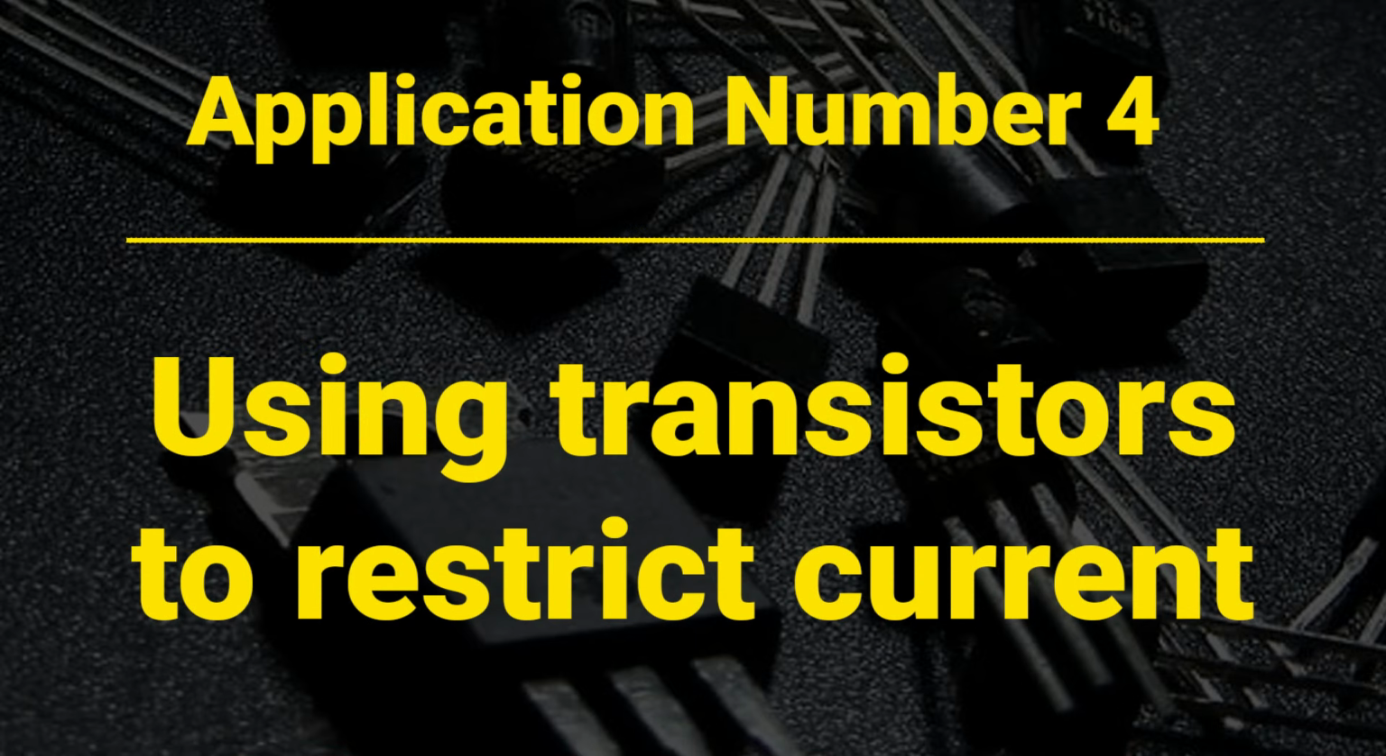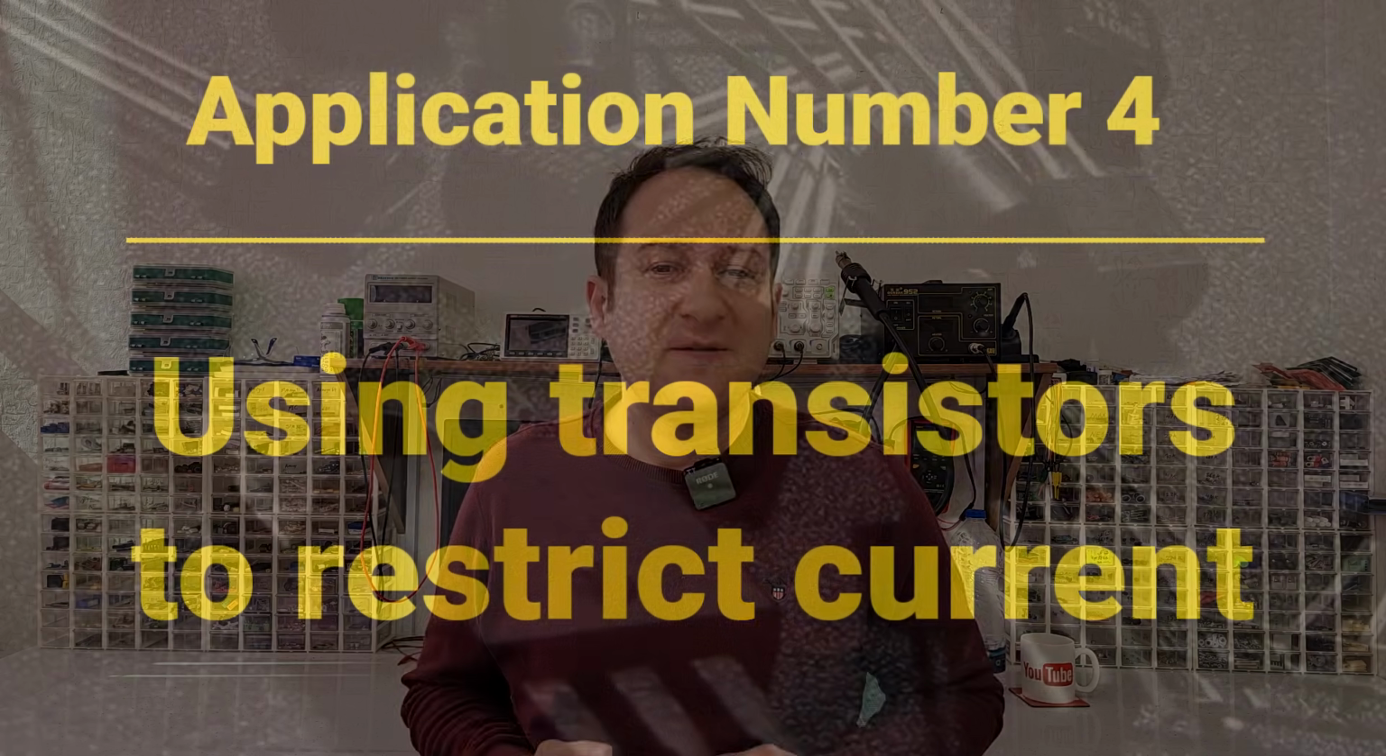We usually think that transistors are used for amplification, and this idea makes some good uses of transistors hidden from our eyes. Application number 4, using transistors to restrict current. In the first application, we discussed using a transistor as a switch which blocks current completely or allows current to flow freely. In some cases, we need to limit the current to a certain value. Using transistors is essential in such cases.